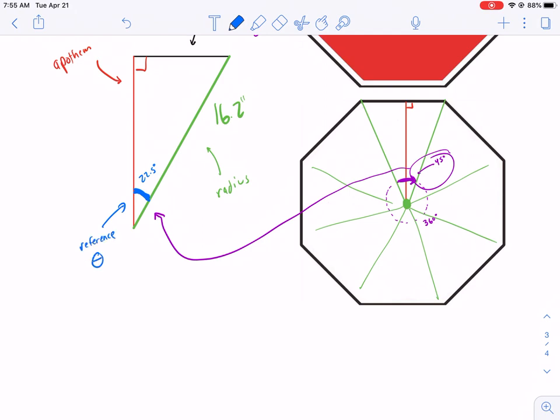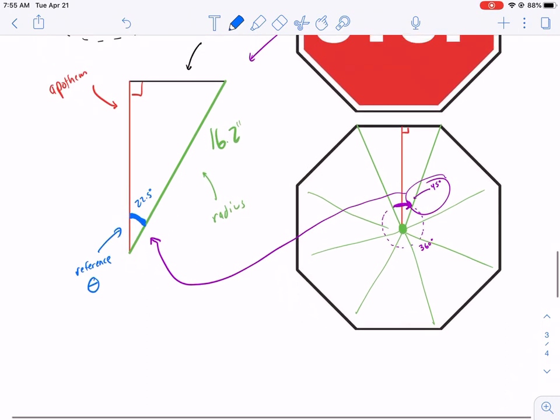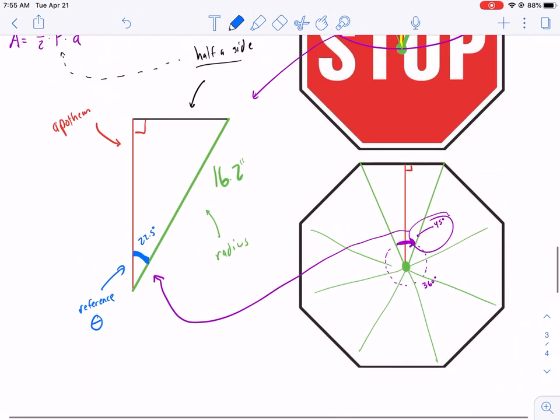I'm going to write reference theta, which represents reference angle. Now, in terms of this angle, what are our sides in terms of trigonometry? Well, this is our opposite side. This is our adjacent side. Kind of nice that the apothem and adjacent side are both together. And then 16.2, our radius, is our hypotenuse.